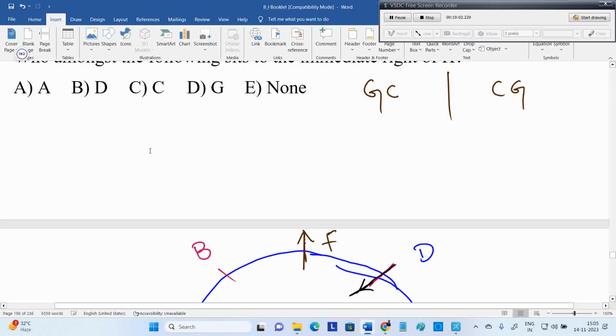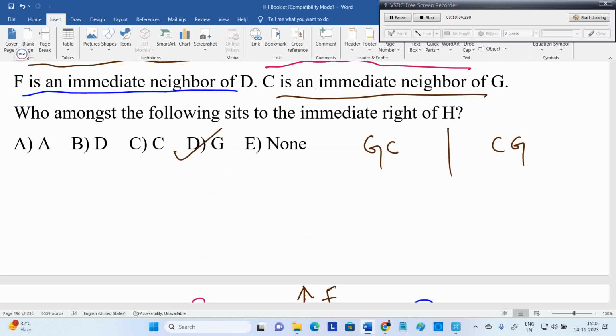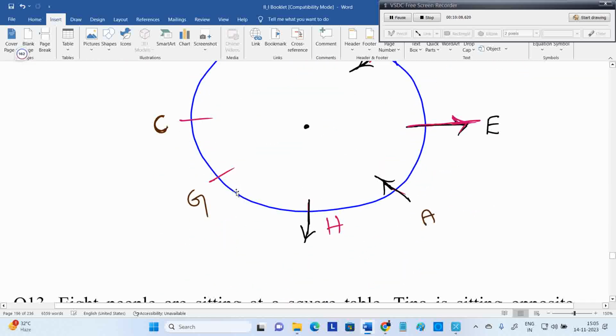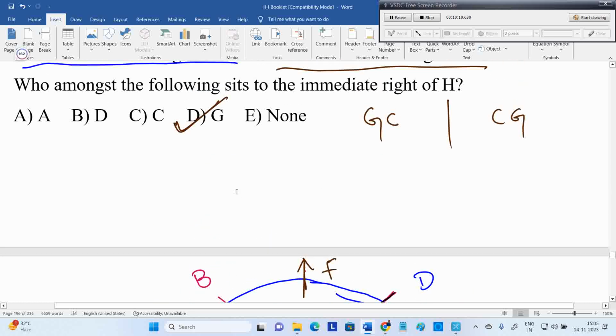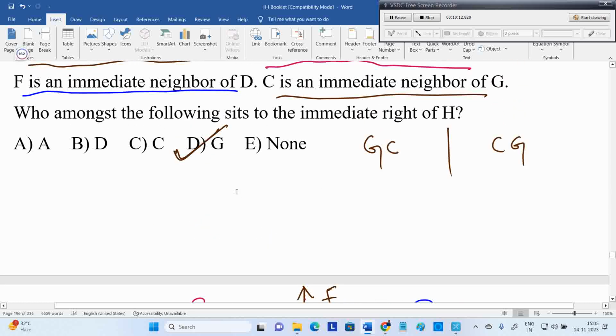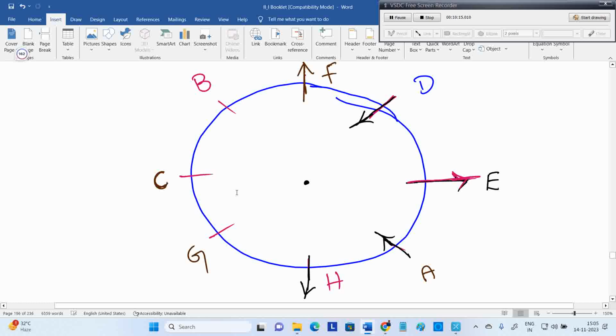So G is the one. Okay, option D. Answer is G. Option is D. Okay. Sir, why can't D be in the other position?